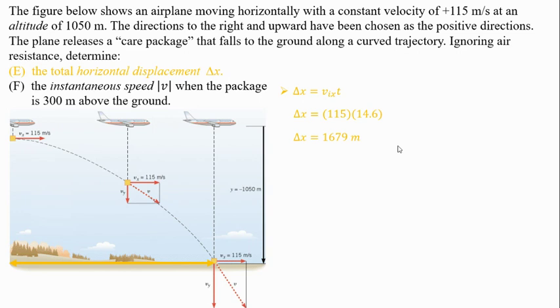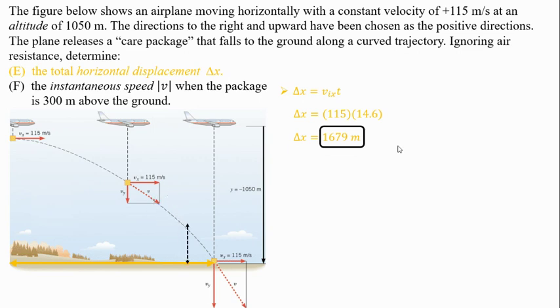So the horizontal displacement is 1,679 meters east. Since it asks for displacement, which is a vector, I will go ahead and say that it's 1,679 meters east, or positive 1,679 meters. All right, so that's that. Do not forget to include the direction. Now, if it asks for the horizontal distance, then just say 1,679 meters. Leave out the direction.